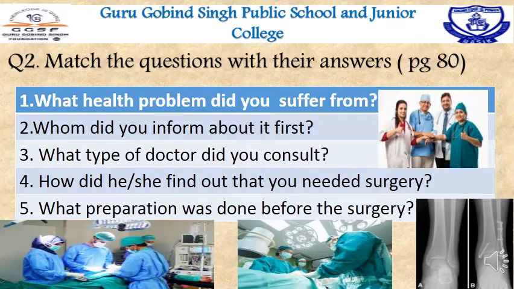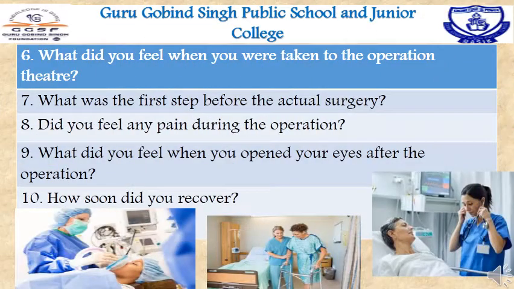The answer is, a school hockey coach. Now the third one, what type of doctor did you consult? Answer is, I consulted an orthopedic surgeon. Now the fifth one, what preparation was done before the surgery? For this the answer is, I was given a bath and I wore a surgical gown. Next question, children, what did you feel when you were taken to the operation theatre? Obviously, the answer is, I was very nervous.